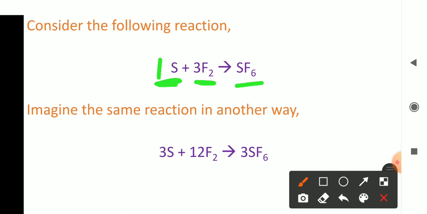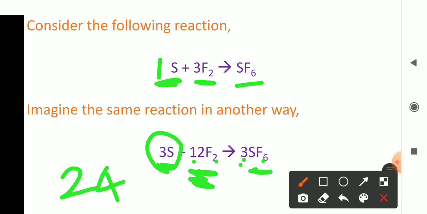Okay, but now let us take another condition. Imagine the same reaction in another way. Look here, when 3 moles of sulfur is allowed to react with 12 moles of fluorine, we get 3 moles of sulfur hexafluoride. Now in the reactant side, how many sulfur atoms do we have? We have 3 sulfur atoms. In the product side also we have 3 sulfur atoms. So it is balanced. Now come to fluorine. In the reactant side, how many fluorines do we have? 12 into 2, 24 fluorines. But in the product side, how many fluorines do we have? 3 into 6, 18. So in the reactant side the number of fluorine atoms is 24, whereas in the product side it is 18.